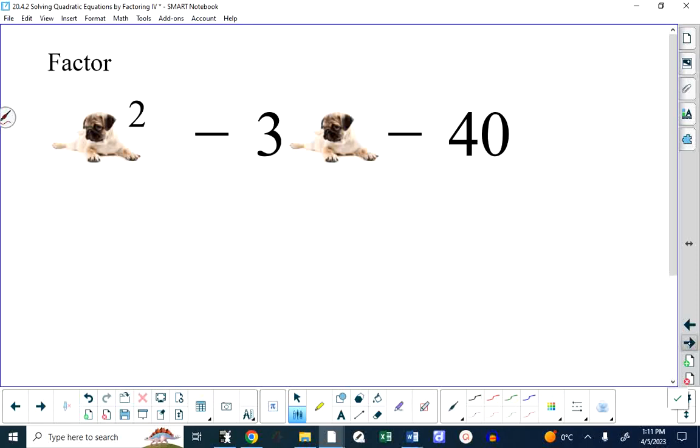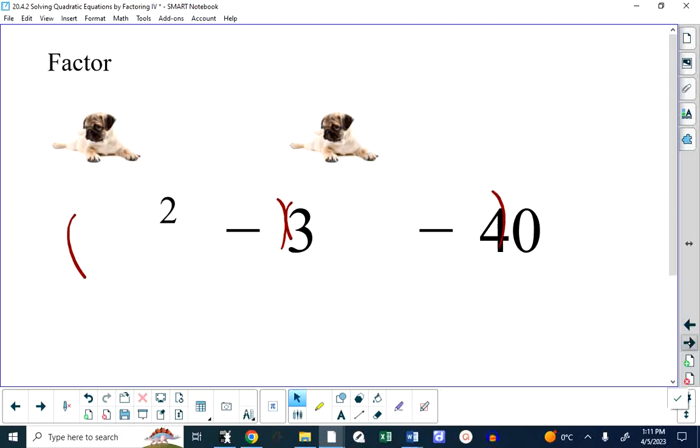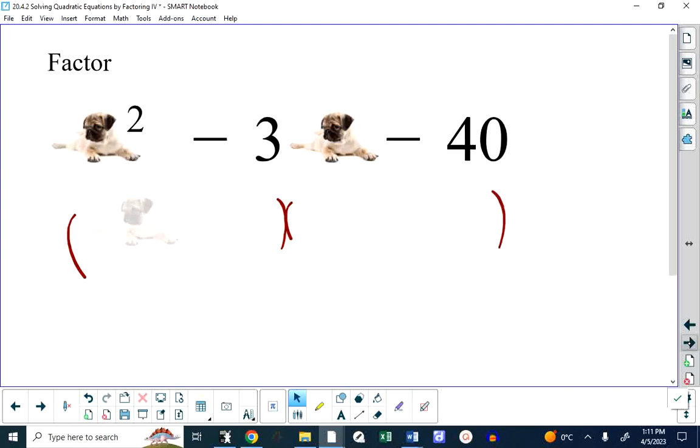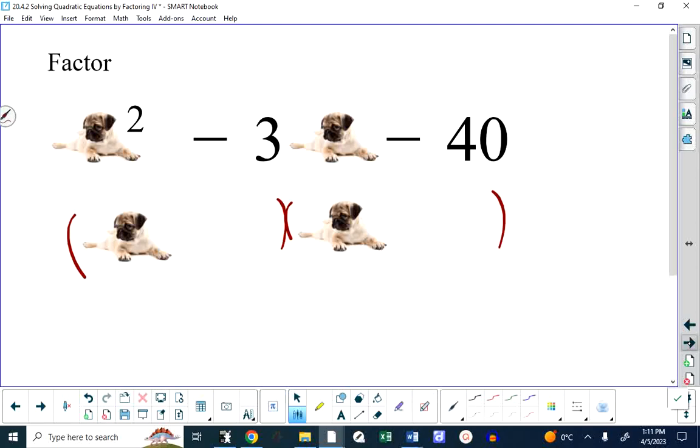Well, what if I said this? Go ahead and factor this. Puppy squared minus 3 puppy minus 40. Well, you would say to yourself, in order to get puppy squared, I need to put puppy here and here. That will give me my puppy squared. In order for me to start getting puppies for the middle term, I need numbers elsewhere.